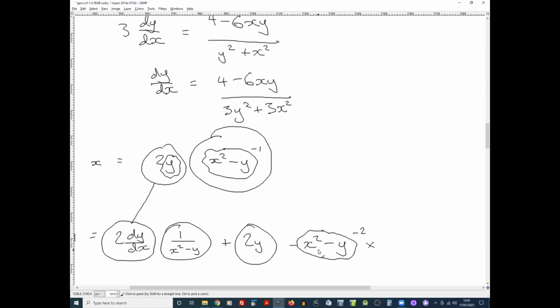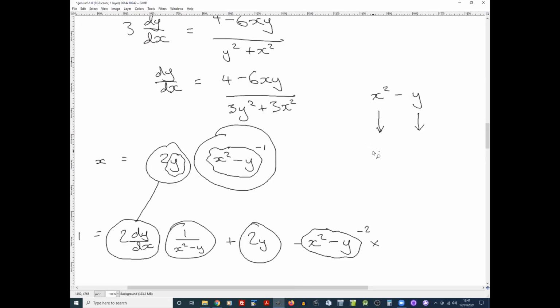I think you're multiplying inappropriately. What's the derivative of x squared minus y implicitly? 2x minus 2x. Oh, so it's just 2x minus dy dx. Yes. Good.